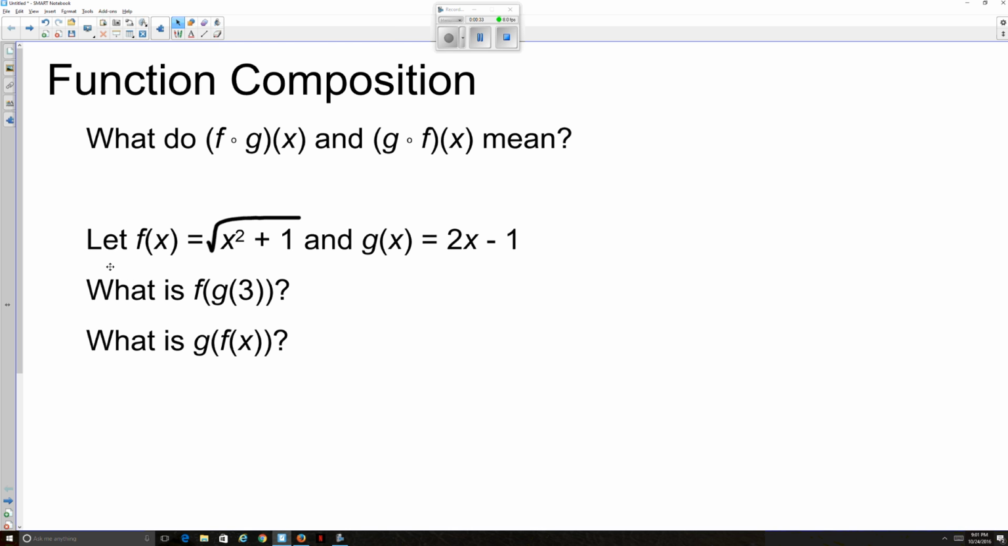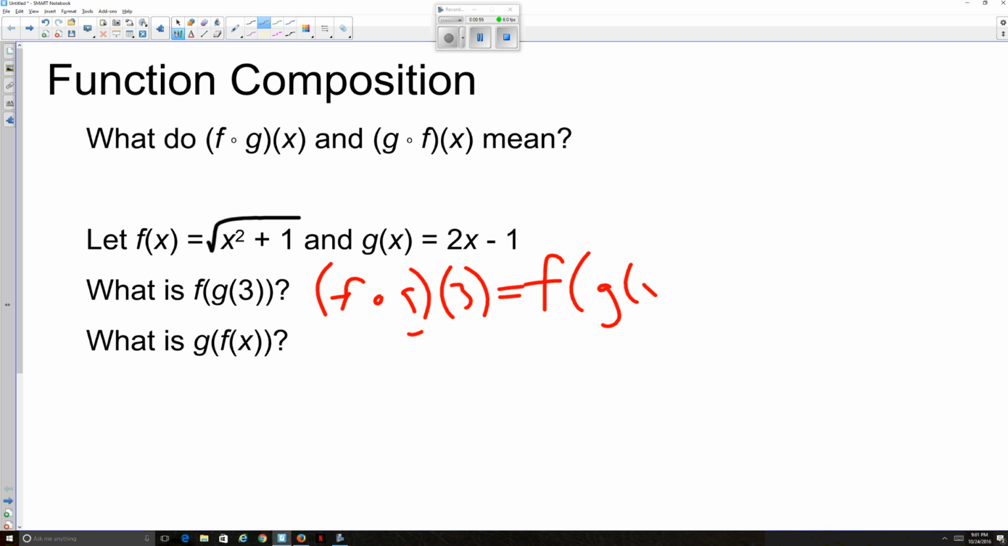All right, so let's look at this. Let f of x equal the square root of x squared plus 1, and g of x equals 2x minus 1. So what is f of g of 3? Whenever the book says f circle g of 3, I want you to automatically think, that's f of g of 3. And in math, we always work inside parentheses first.